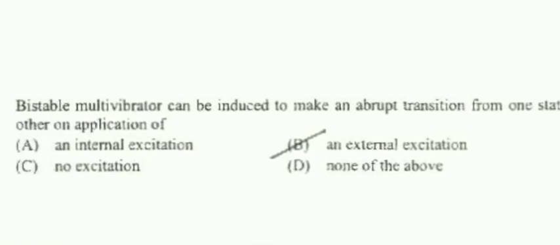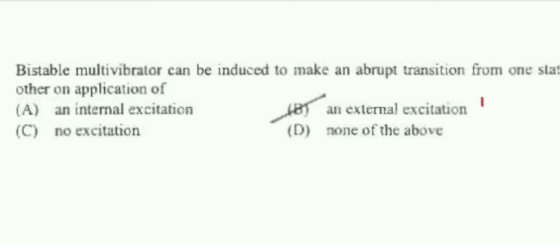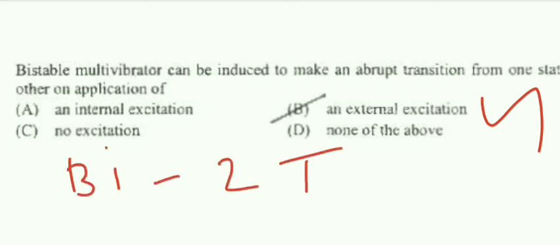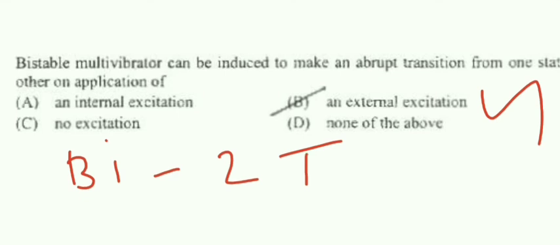Next one, the bistable multivibrator can be induced to make an abrupt transition from one state to the other on application of an external trigger. Here you have to remember one thing: for a bistable multivibrator we need two triggers, one to go from one state to another, and again one to return to the original state, whereas for a monostable multivibrator we need only one trigger to go from one state to another state. That is another important point.